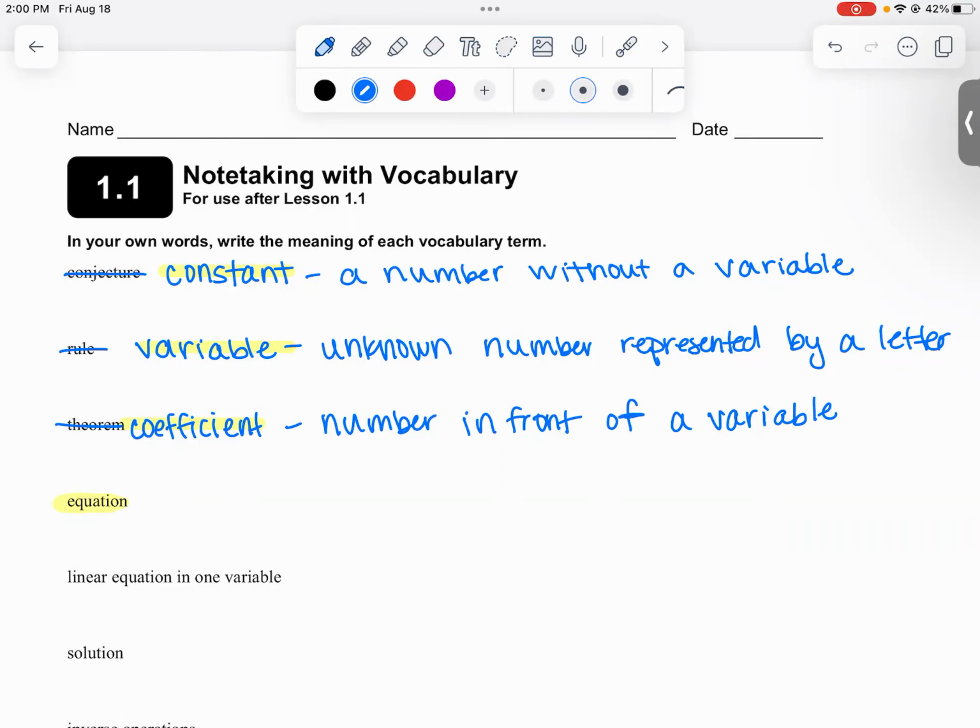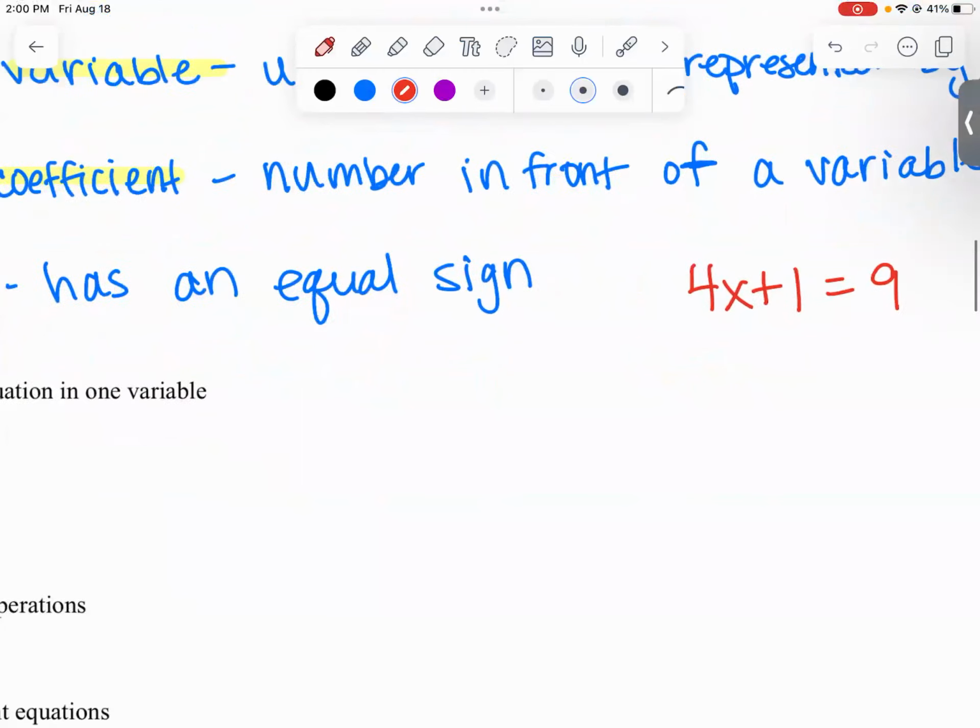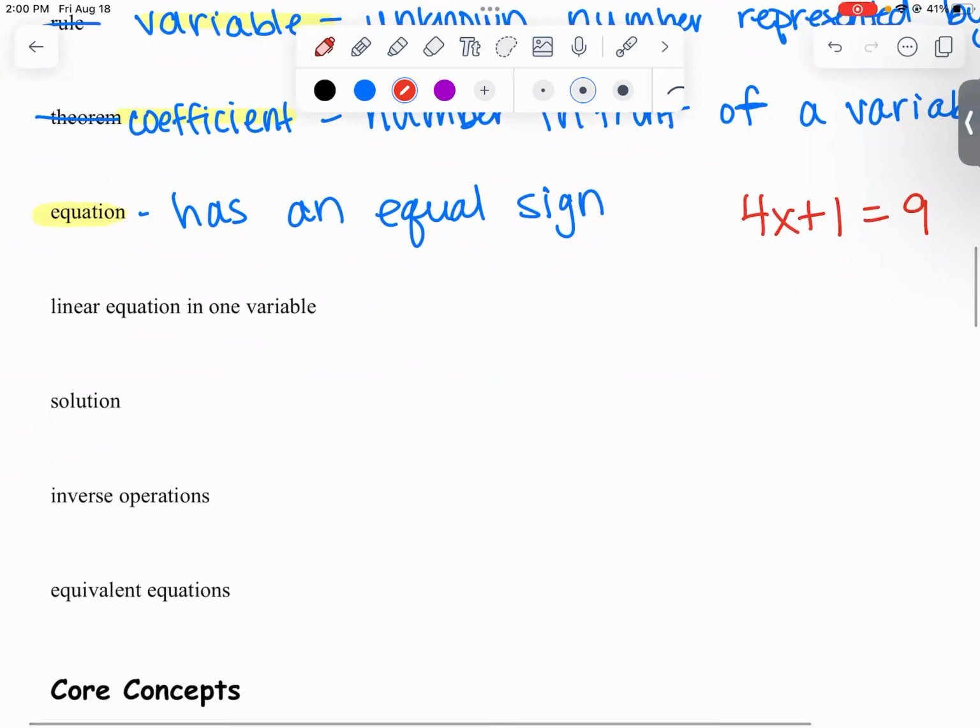Now, an equation has an equal sign. If there's no equal sign, it's just an expression. But an equation has an equal sign. So, if we have something that looks like this, raise your hand if you can tell me what the coefficient is in this equation.